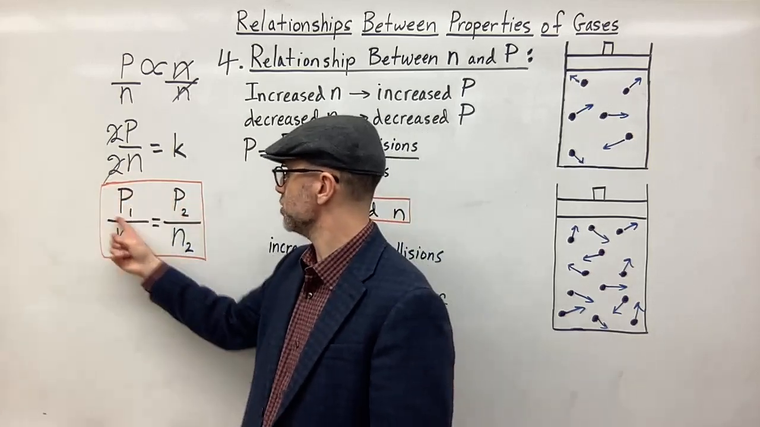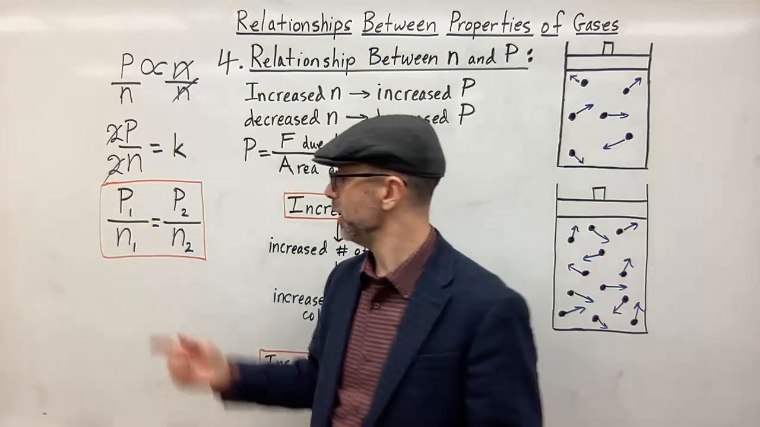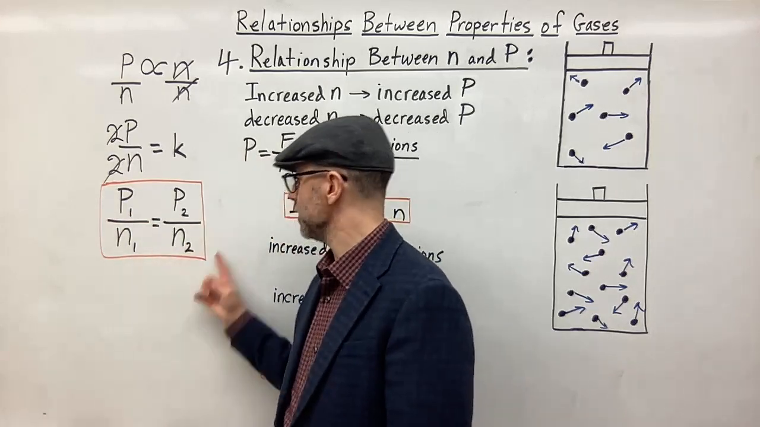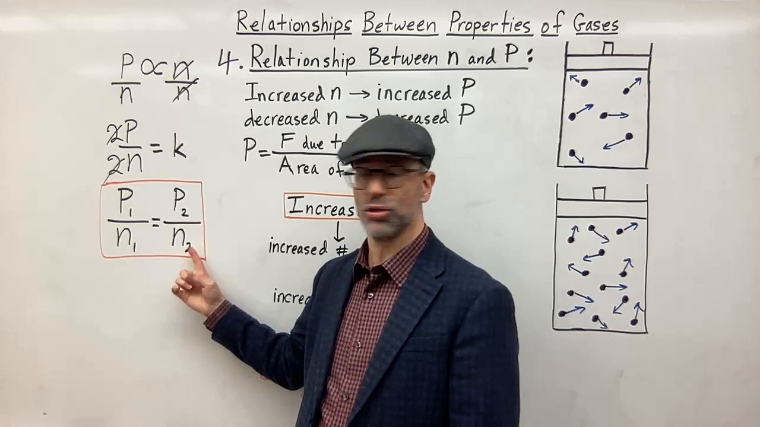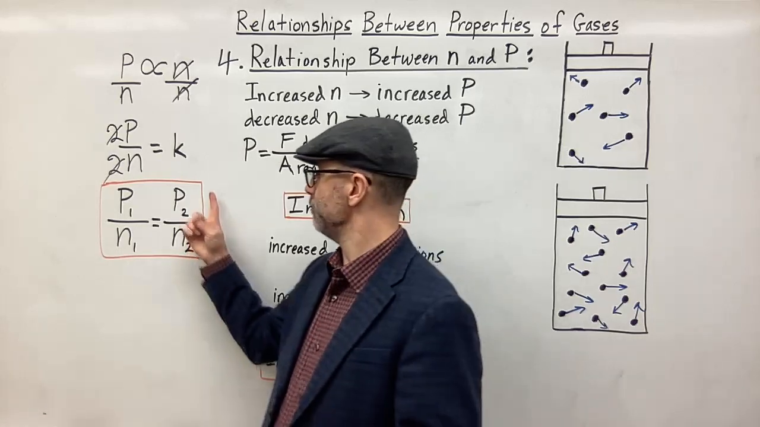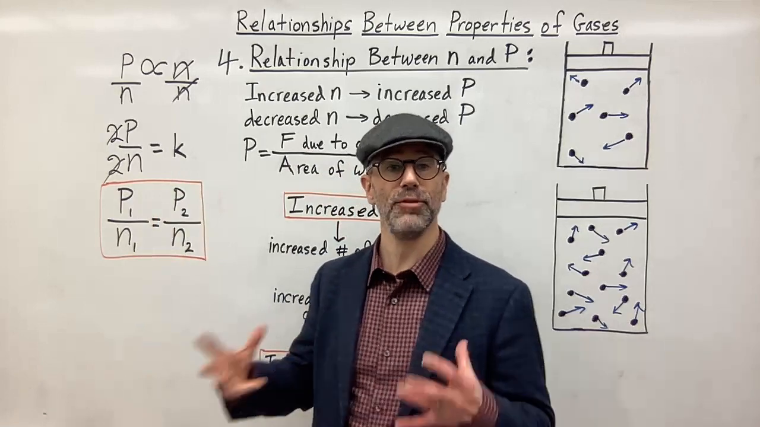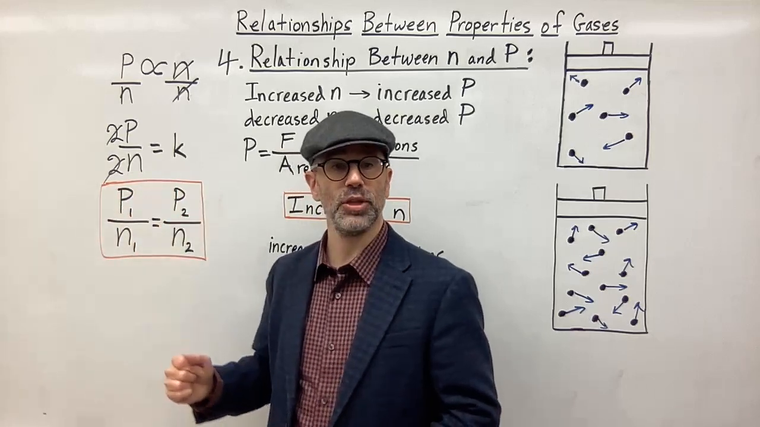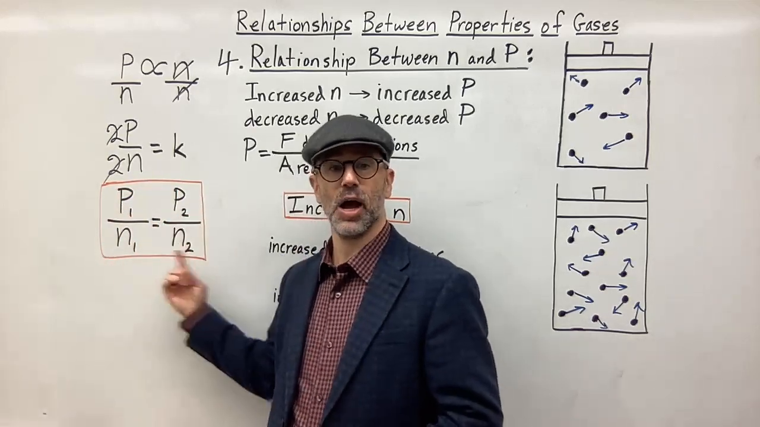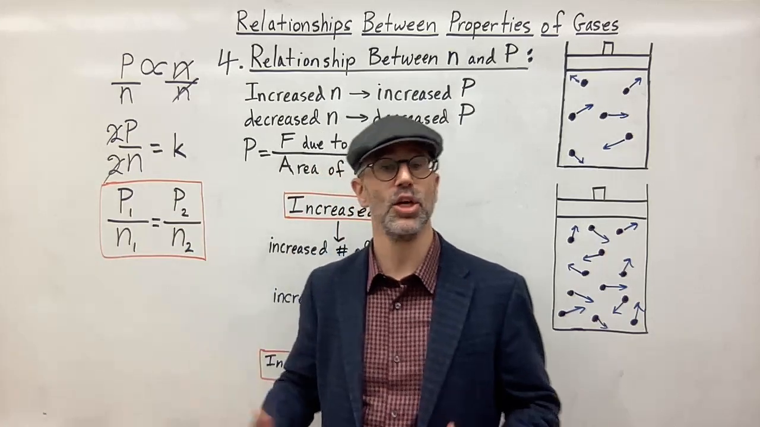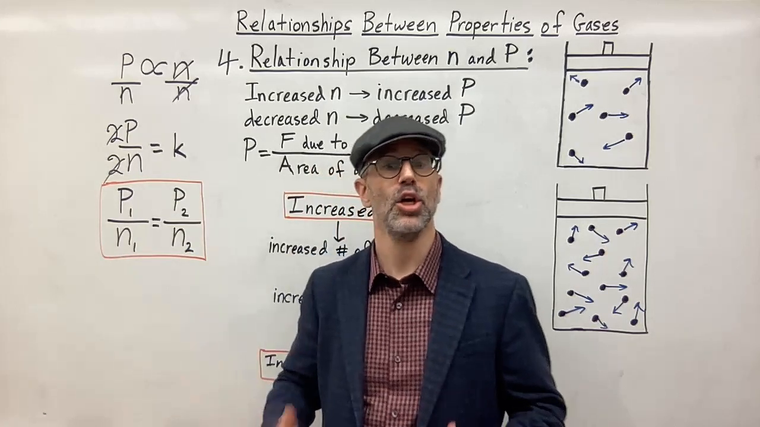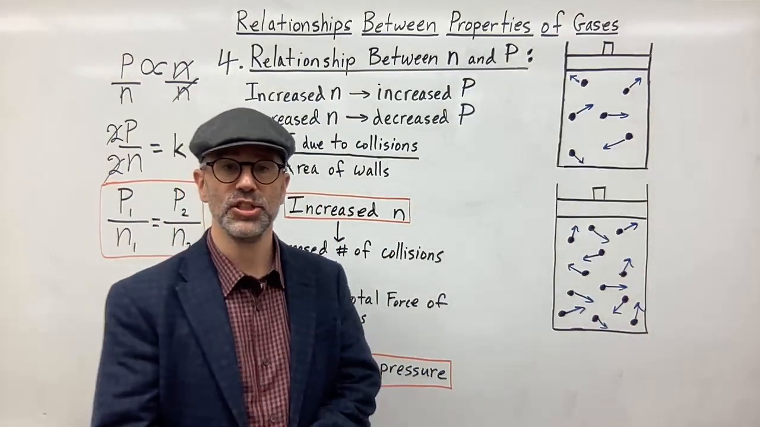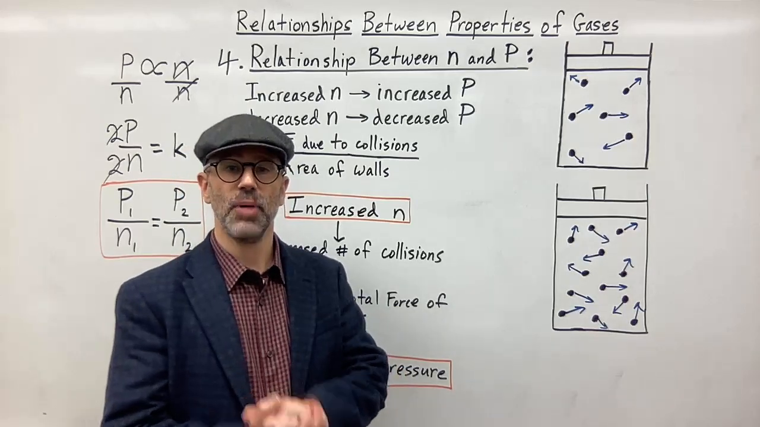So if I start with a certain amount of pressure in, say, my basketball, and I know how much air I have in the basketball, and I increase or decrease the amount of air to N2, whatever that is, then I can figure out what the new pressure is going to be after I make that change in the amount of gas. And the same thing could be done with the pressure: I could change the pressure, and then figure out what the change in the amount of gas is. Okay, so let's go over the next relationship between the properties of gases.